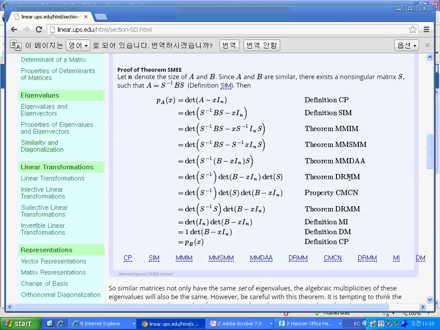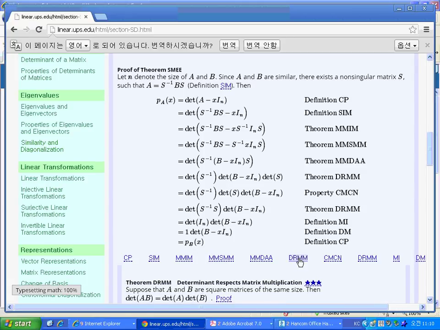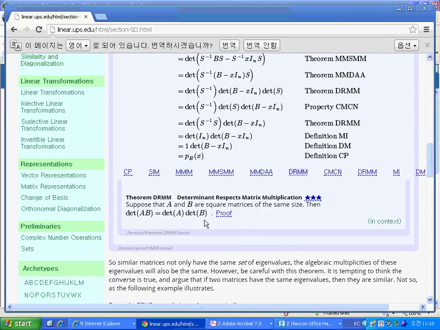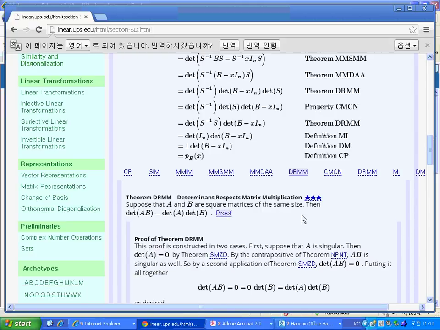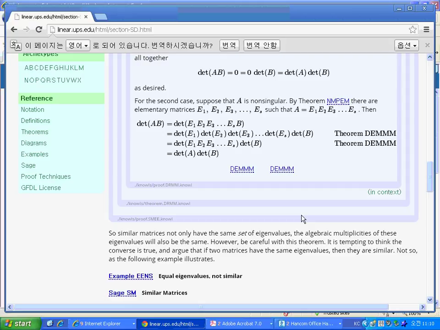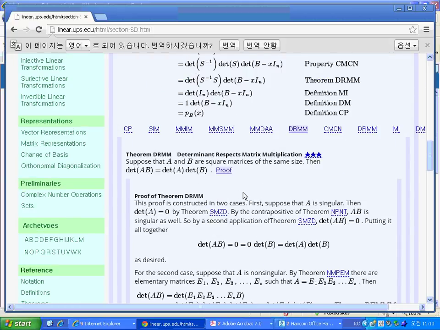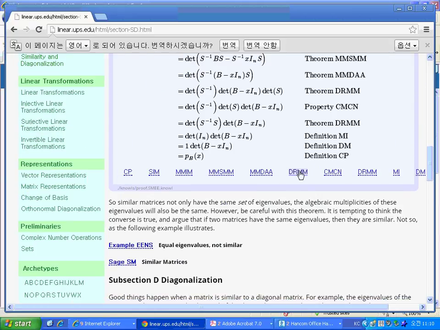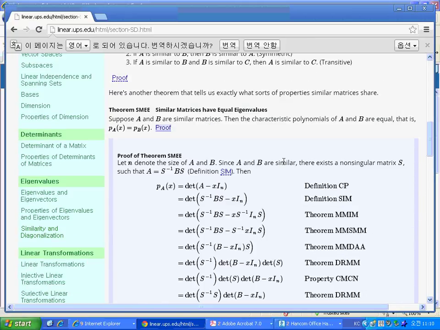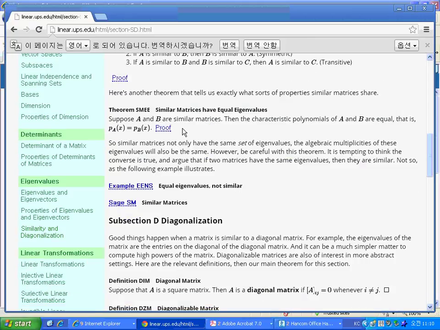So there's a theorem that has a title, Determinants Respect Matrix Multiplication. And down here you'll find a link for that proof. If you don't remember what that theorem is about, or if you don't remember its proof, you can just keep clicking on various links there and opening things up. And they're easy to put away. So we'll put that away as well.